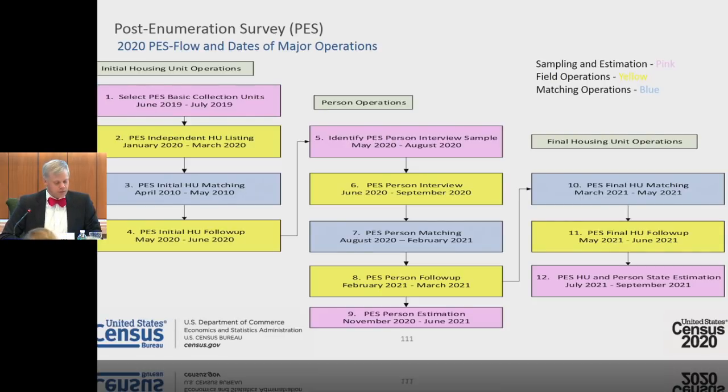In the third column, we refresh the initial census housing unit list with the final census housing unit list. The changes are given a chance to be matched to the PES independent listing. Then a paper follow-up operation seeks to resolve the units with uncertain match and enumeration status. Lastly, the housing unit data is processed and estimates are produced.